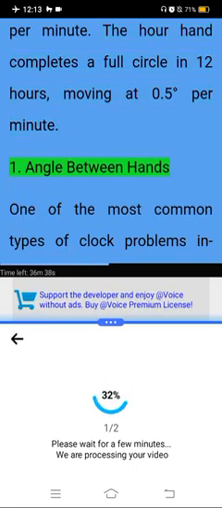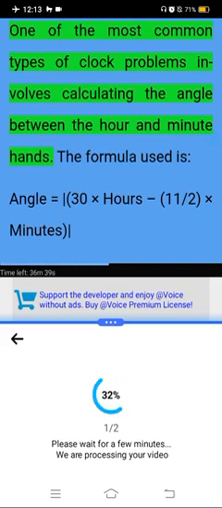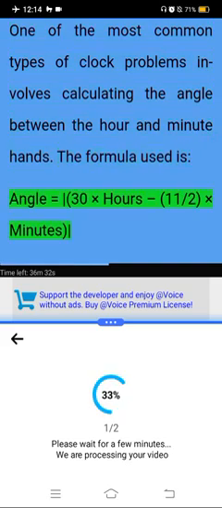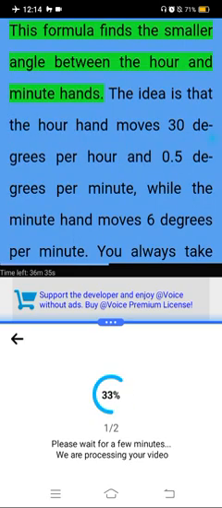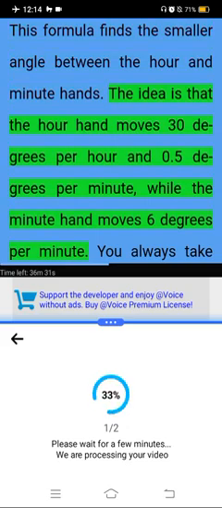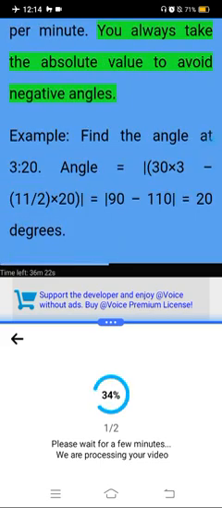1. Angle between hands. One of the most common types of clock problems involves calculating the angle between the hour and minute hands. The formula used is angle equals 30 times hours minus 11 halves times minutes. This formula finds the smaller angle between the hour and minute hands. The idea is that the hour hand moves 30 degrees per hour and 0.5 degrees per minute, while the minute hand moves 6 degrees per minute. You always take the absolute value to avoid negative angles.